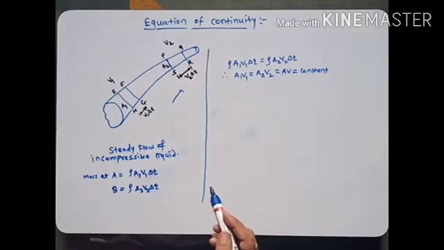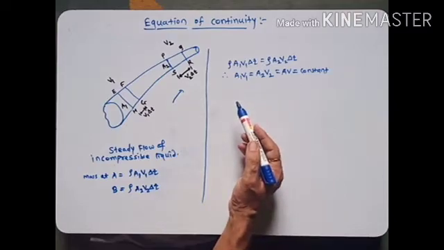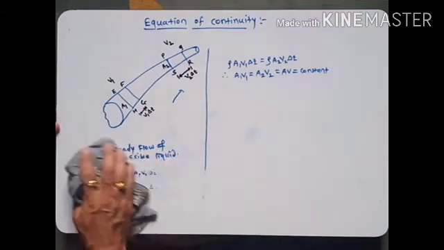This equation says that the volume rate of flow of an incompressible fluid for a steady flow is the same throughout the flow. This is about the equation of continuity. Now we consider the next article.